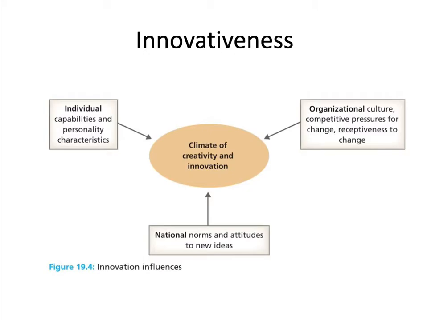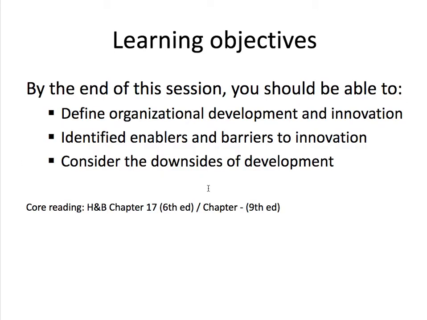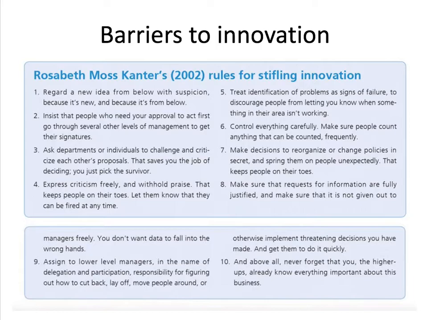Okay, so we've talked about some of the enablers of innovation. Well, let's talk about some of the barriers to innovation. Well, obviously we've already talked about some of them in terms of structured hierarchies, in terms of formalised working. Essentially, many of the features of mechanistic or bureaucratic organisations are seen to be barriers to innovation.